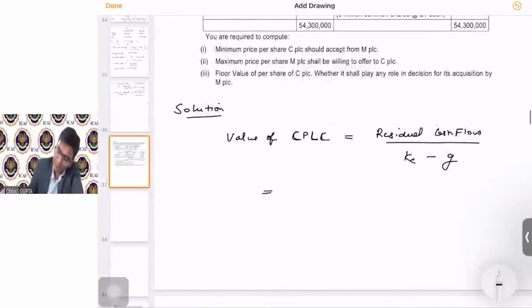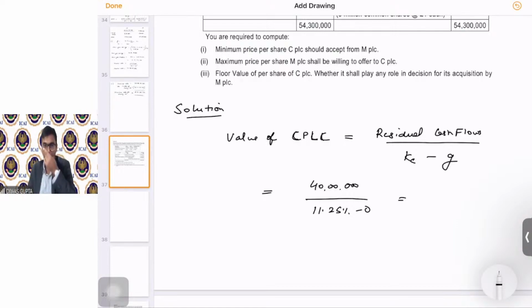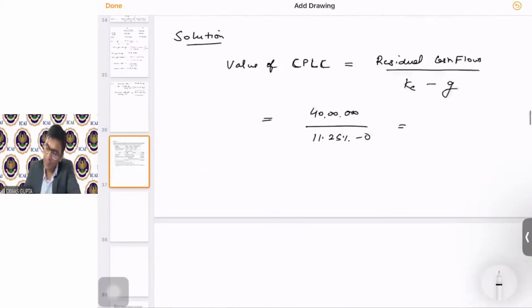40 lakhs. Is there any growth that is given? No, there is no growth. However, the cost of equity is 11.25%. Correct? So 11.25% is the cost of equity. Growth is 0. So this gives us a value of 35,555,055.6. This is the value that is coming.